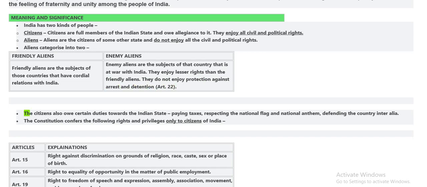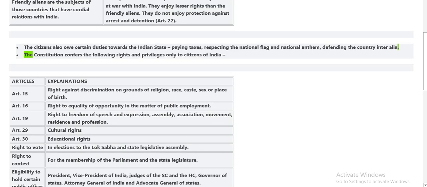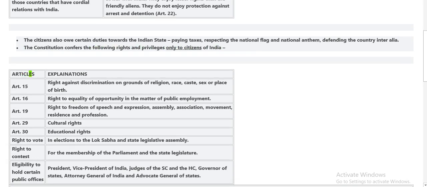The citizens also owe certain duties towards the Indian state: paying taxes, respecting the national flag and national anthem, defending the country, inter alia. The Constitution confers the following rights and privileges only to citizens of India.